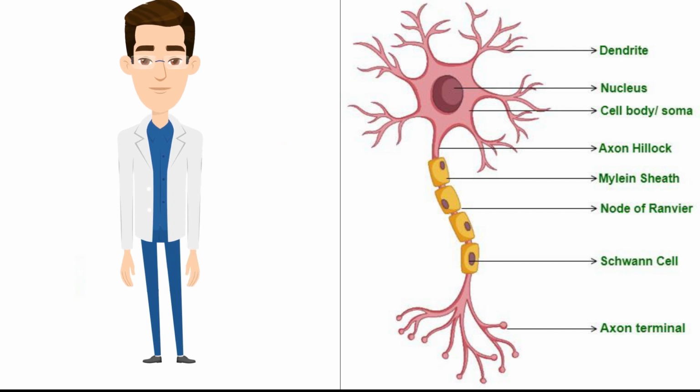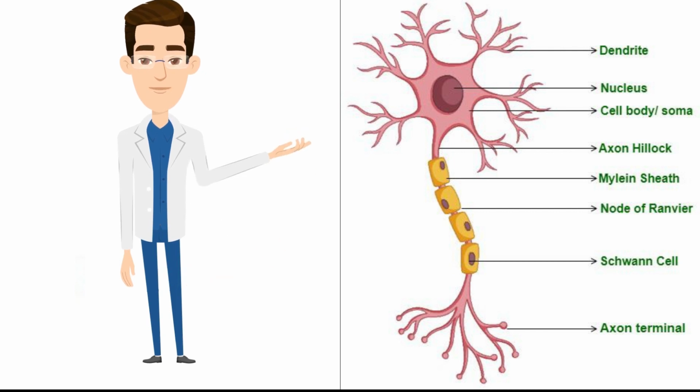Cell body, soma: the main hub of the neuron. It contains the nucleus, which holds the neuron's genetic information. The cell body processes the information received from the dendrites and maintains the neuron's structure.